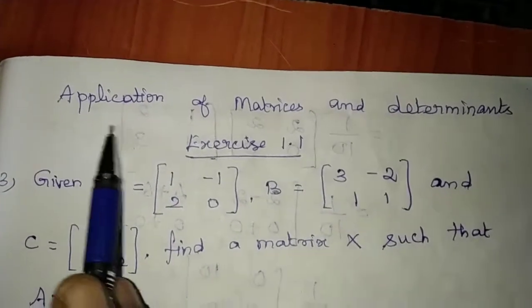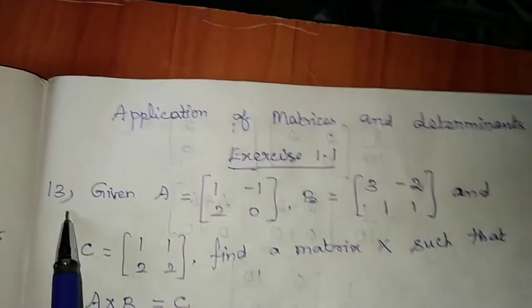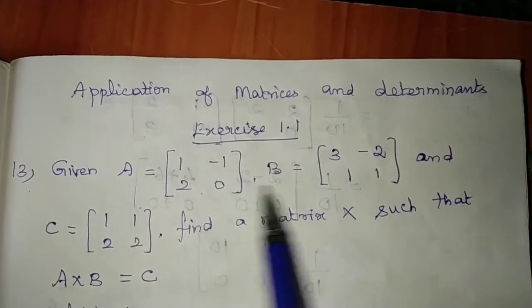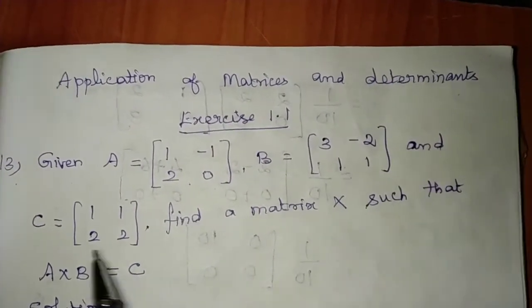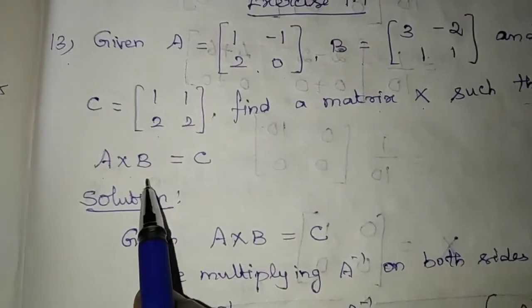Hi students, application of matrices and determinants, exercise 1.1. See the 13th sum. Given A equal to a 2 by 2 matrix, B equal to a 2 by 2 matrix and C equal to a 2 by 2 matrix. Find the matrix X such that AXB equal to C.